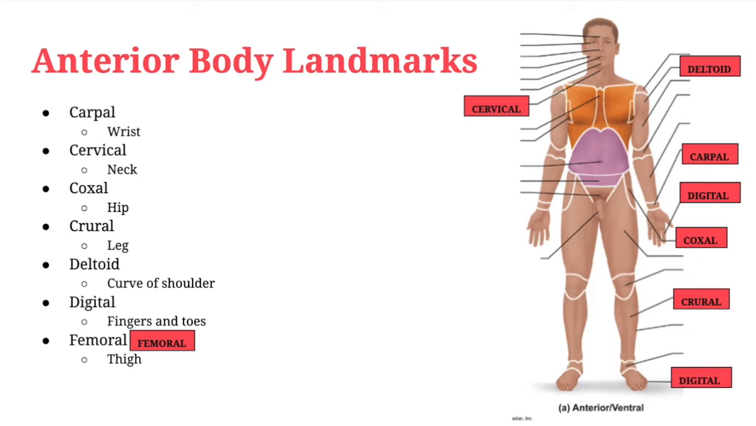Our last one for this slide is femoral, which is your femur. If you think of your femur bone, your thigh bone, here and here would be femoral. So this line right below coxal for hip would be where we need to put femoral.